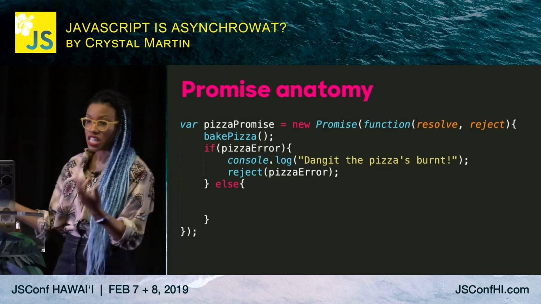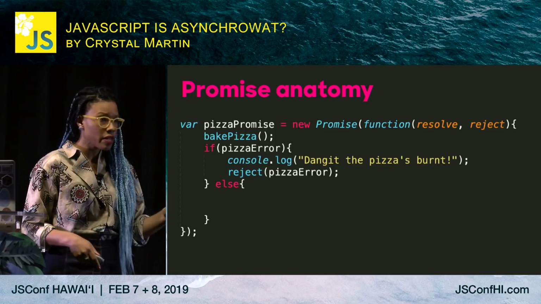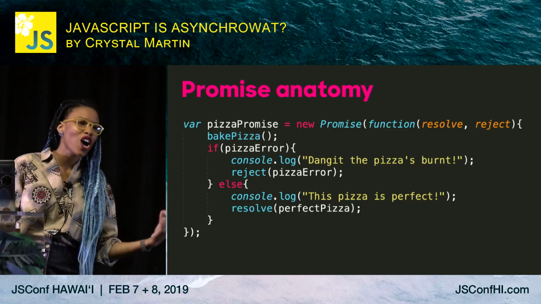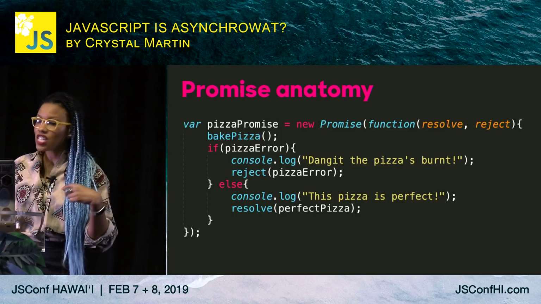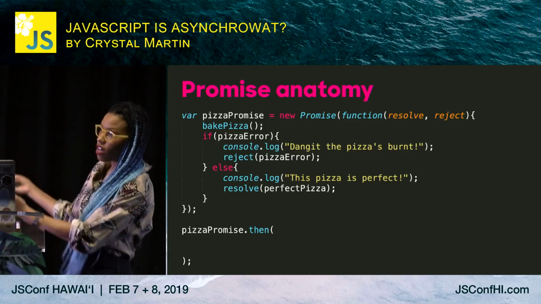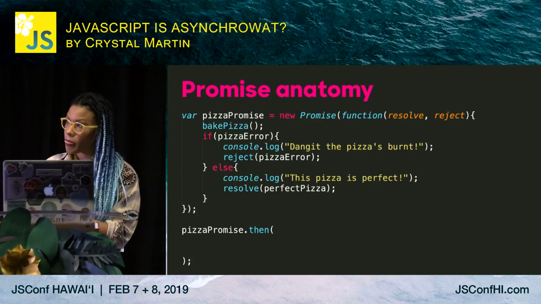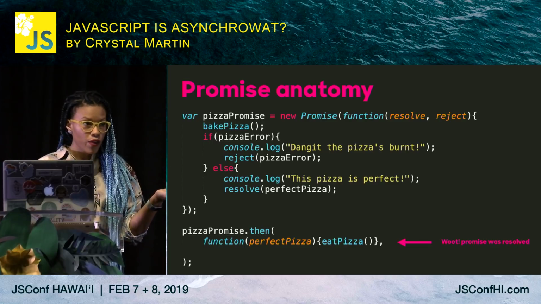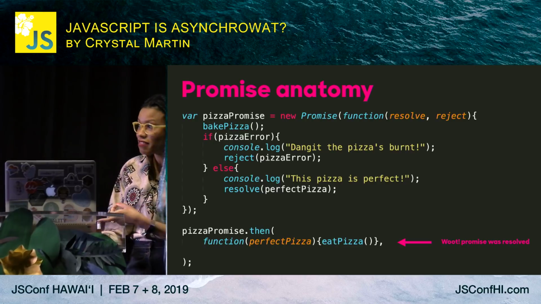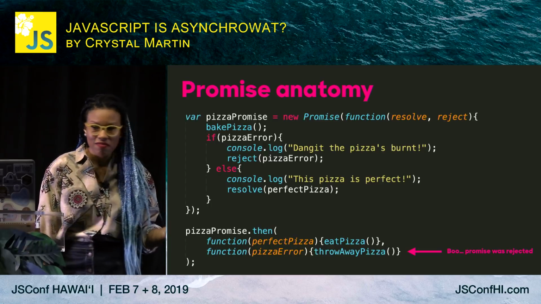So here, if there's an error and say the pizza got burnt, I'm going to go ahead and reject with pizza error. It's a burnt pizza. Otherwise, everything's great. This pizza's perfect. I'm going to resolve with perfect pizza. And so now I have a full pizza promise here, and I'm going to call pizza promise with .then. And again, my first function in there is what's going to happen if everything goes well. So if I have a perfect pizza, I'm going to go ahead and eat that pizza. Or if it's burnt, it's trash, I'm going to throw away that pizza. Promises.